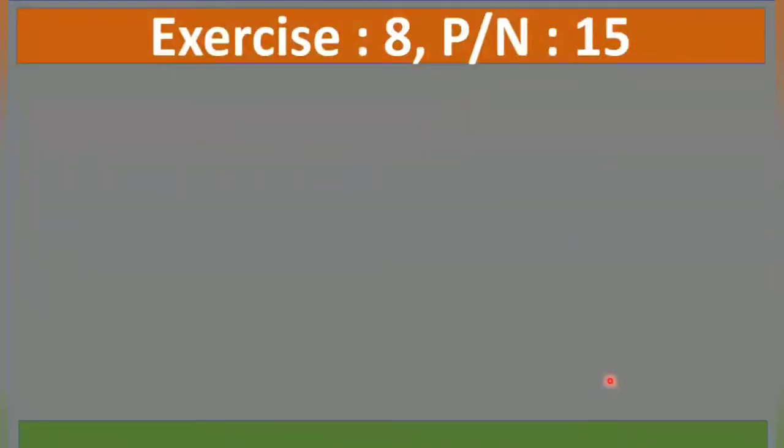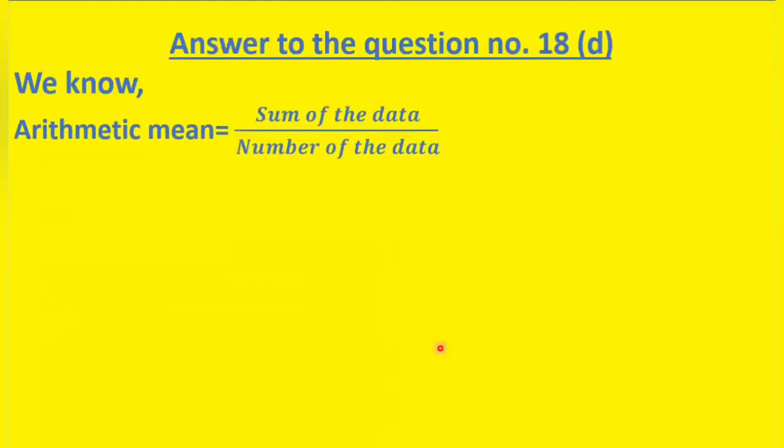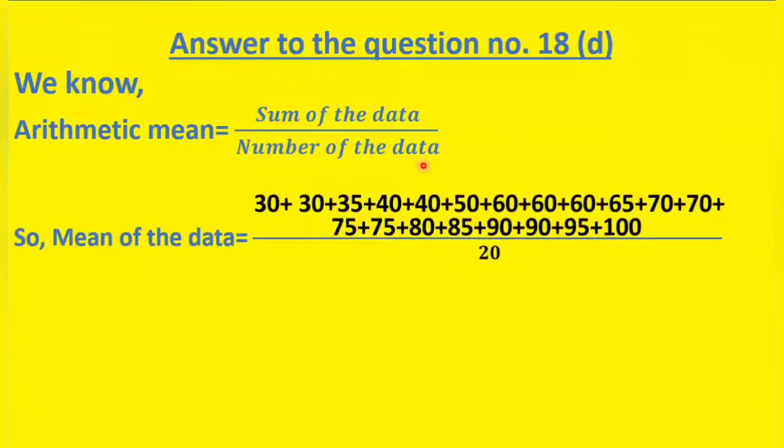Then, dear students, we will go for solving D number. See, in D number, what will we do? We will find the arithmetic mean from these marks. So see here, in the answer to the question 18D, at first you will write the definition. That is, we know arithmetic mean equals the sum of the data divided by the number of data. Isn't it? Yes, we all know this. Thank you, students.